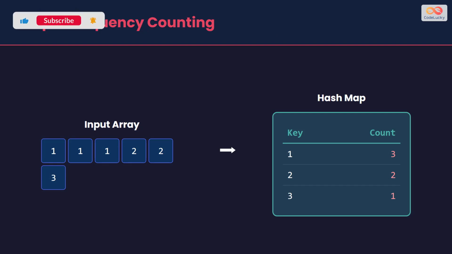Step 1 is straightforward. We iterate through the input array and build a frequency map. The key is the number itself, and the value is how many times it appears. This operation takes linear time, or O of n.